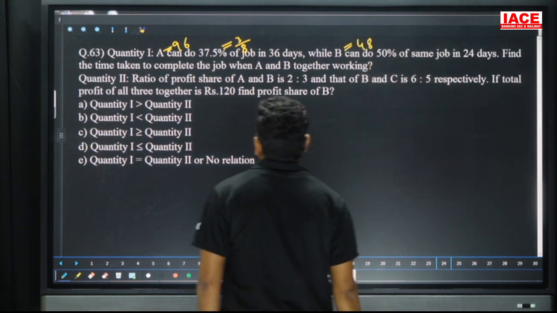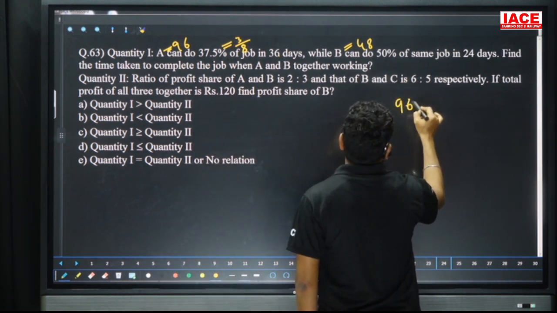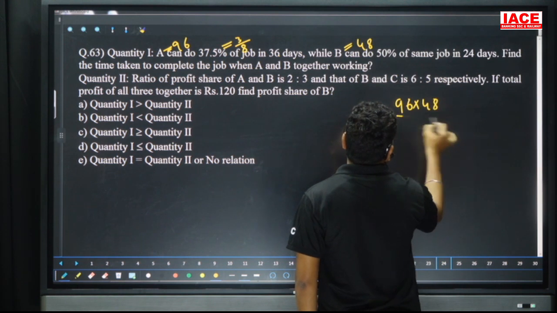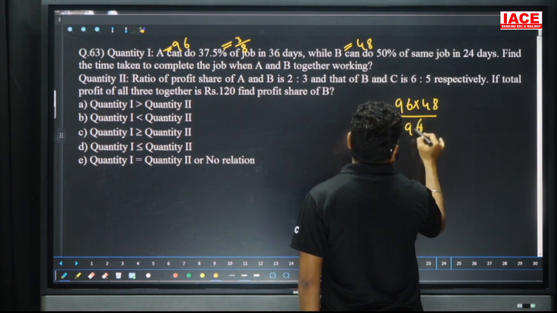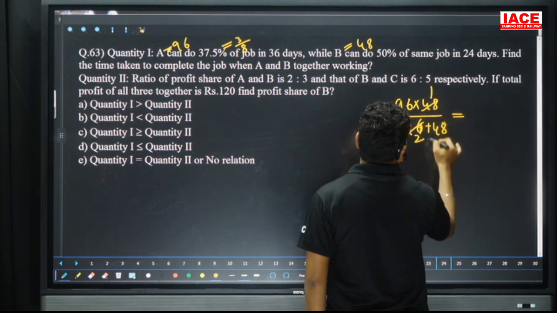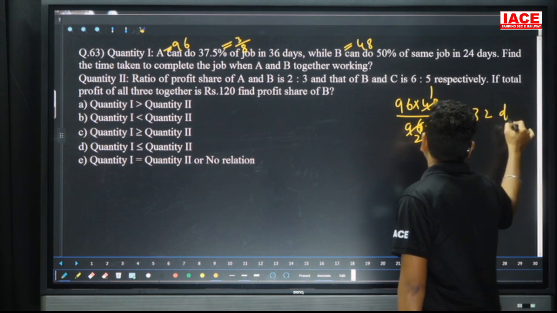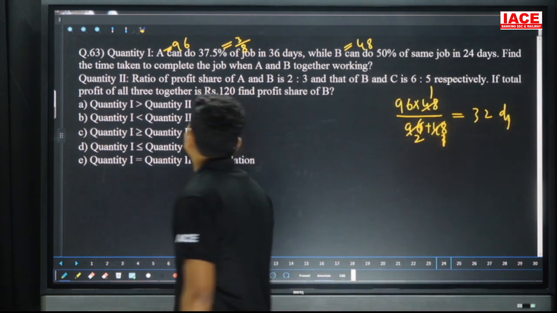Find the time taken to complete the work by A and B together. A and B together means how do you write? 96 into 48 by 96 plus 48. Yes, so 48 cancel: 48 2s are 96, 48 1s are 48, 2 plus 1 is 3, and 3 cancels. It is how many days? 32 days. That is the first quantity, quantity 1.